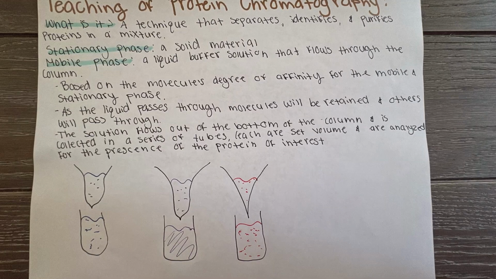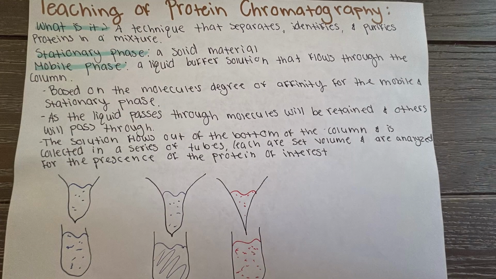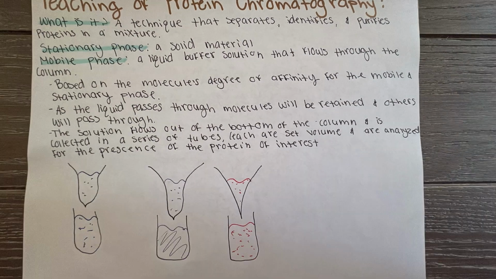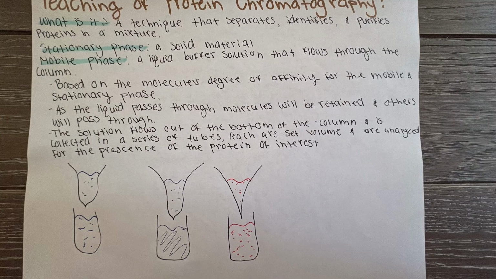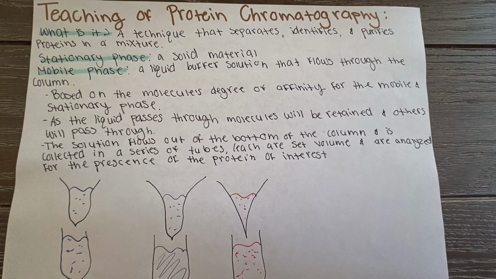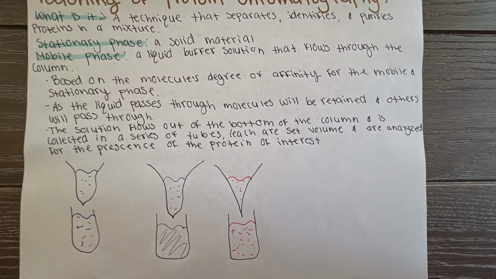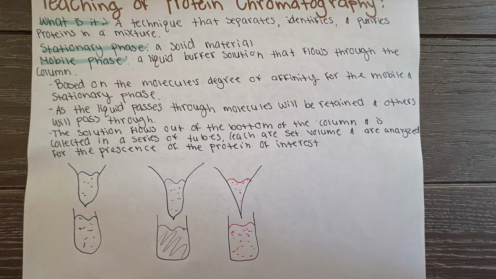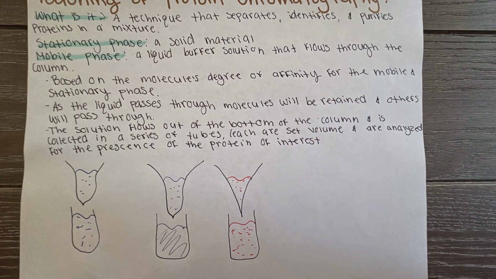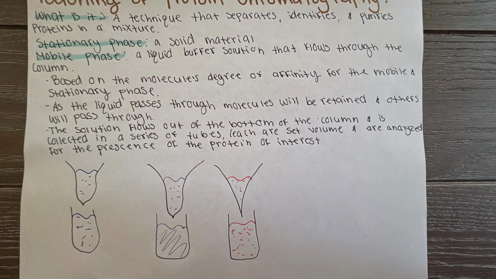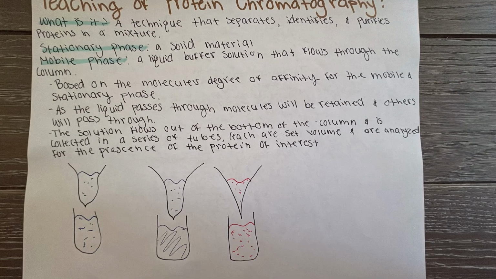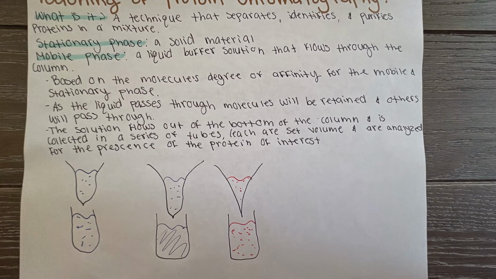Protein chromatography is a technique that separates, identifies, and purifies proteins in a mixture. The stationary phase is a solid material, while the mobile phase is a liquid buffer solution that flows through the column. Based on the molecule's degree of affinity for the mobile phase and stationary phase, as the liquid passes through, some molecules will be retained and others will pass through. The solution flows out of the bottom of the column and is collected in a series of tubes. Each is a set volume and is analyzed for the presence of the protein of interest.